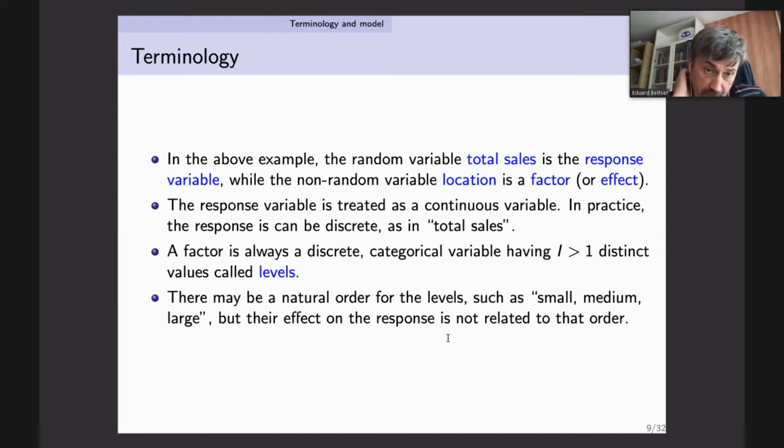It has some different values which are called levels. It doesn't matter what we call them. They could be numbers, 0, 1, 2, could be names, or could be colors. It doesn't matter as long as they're different. Therefore they're called categorical variables. There might be an order in those levels, but it's not really important for the analysis.